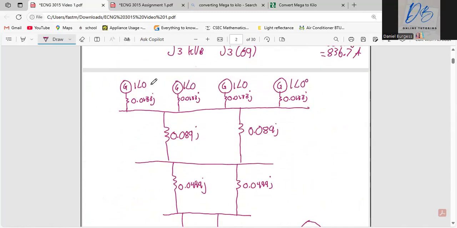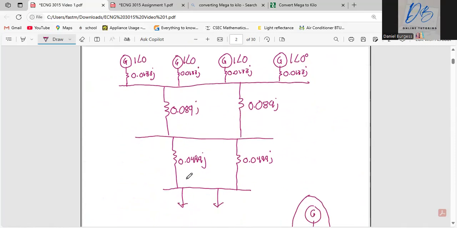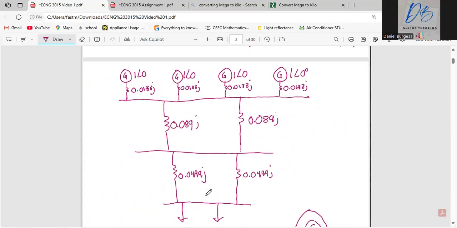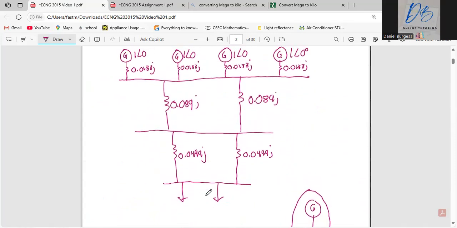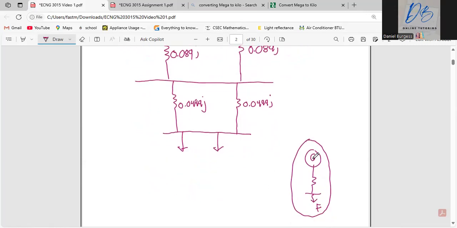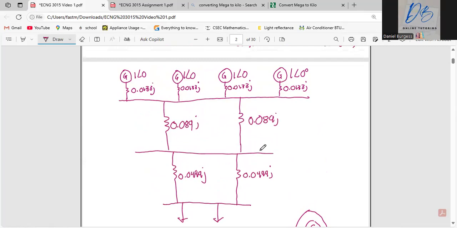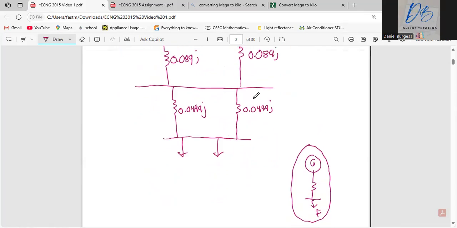For the generators, the voltage angle and magnitude is always 1 angle 0 when you're drawing the circuit. And then you write in the impedances. These are the impedances of the generators. You go down to the bus, then the transformers, the lines, and your loads. And that'll basically be it. So in the next one, you'll do the fault analysis, which is basically reducing the entire circuit down to an equivalent circuit. Cool. So, good talk.